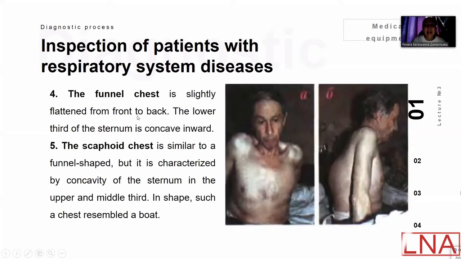Continue. Next, the funnel chest is slightly flattened from front to back. Funnel chest type, the lower third of the sternum is concave, inverted. Not a very good picture, but if you look at this same point, the sternum with ribs is somewhat inverted. Another type of pathological chest, the scaphoid chest, is similar to the funnel shape, practically the same, but it's characterized by concavity of the sternum in the upper and middle third, in a shape such that the chest resembles a boat, the boat form of the chest.